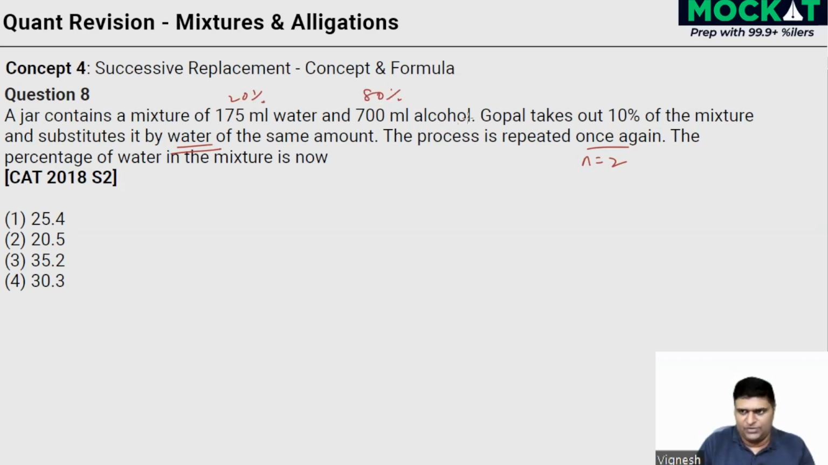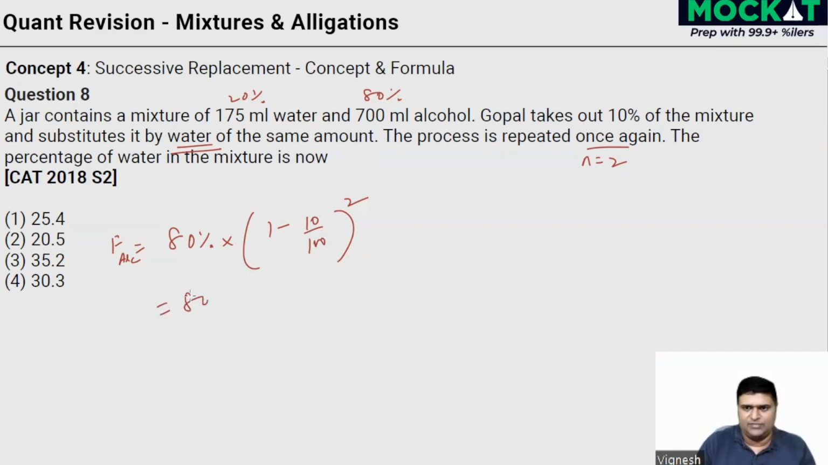My formula is for the non-replaced liquid. So the non-replaced liquid is alcohol over here. So the final quantity of alcohol is going to be the initial quantity into 1 minus the replacement portion, whole squared. But what is the replacement portion? It's only 10%. 10 by 100, I can directly write over here. So 1 minus 10 by 100 is 1 minus 0.1, 0.9.